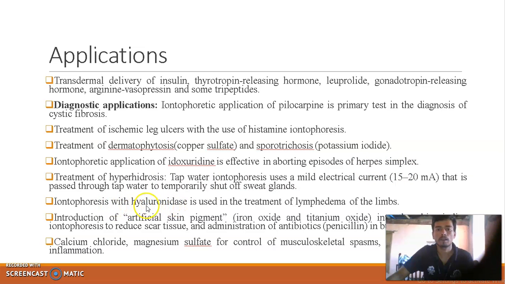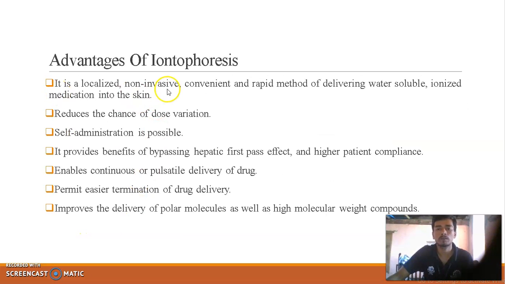Iontophoresis with hyaluronidase is used in the treatment of lymphedema of limbs. These are some of the applications where it can be used. The advantages of iontophoresis: it reduces the chance of dose variation, where the drug delivery may be too high or too low. Self-administration is possible, where we don't require any authorized person or doctor. We can operate it manually.